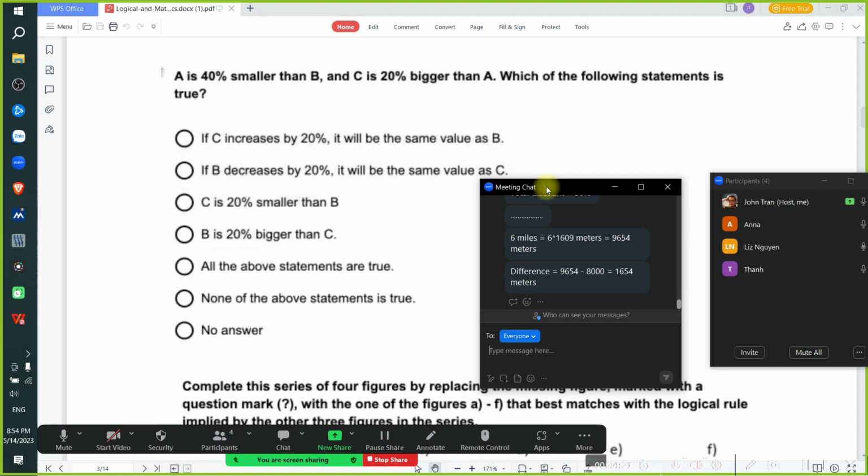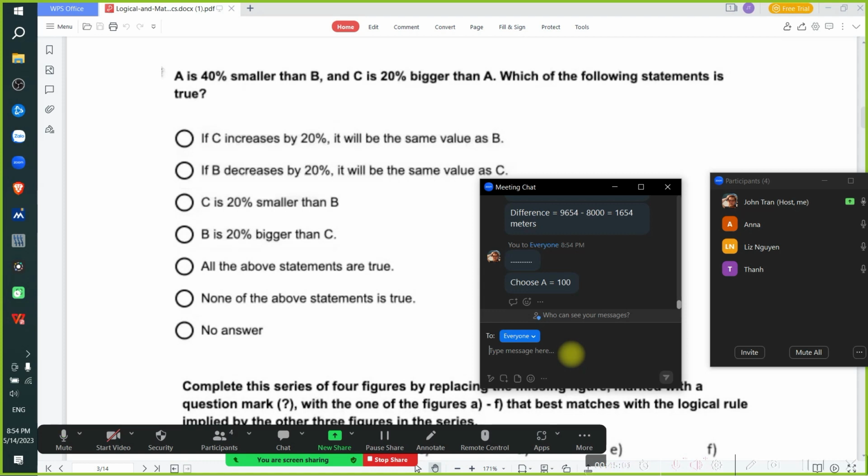My answer is none of the above statements is true. None of the above statements is true, isn't it? So let's say A is okay. Let's just choose something similar. So choose A equal to 100. If A is 40% smaller than B, it means B is 40% bigger than A, isn't it? If B decreases by 20%, it will be the same value as C. I think so. Moment, please. Yeah, my answer is wrong.